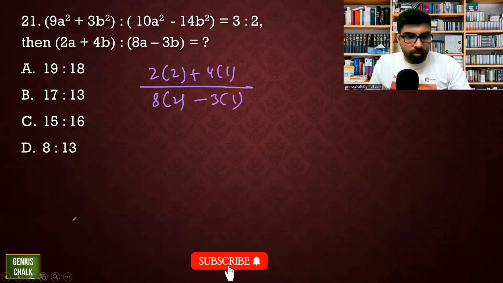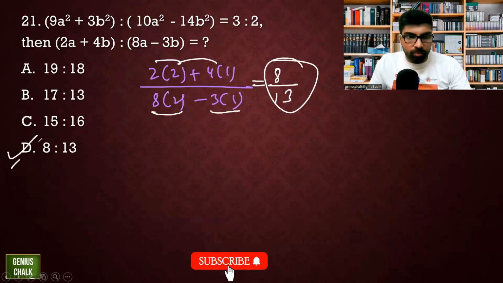Now it is 4 plus 4, 8, 16 minus 3, it is 13. So what is my answer? It has to be 8 is to 30.